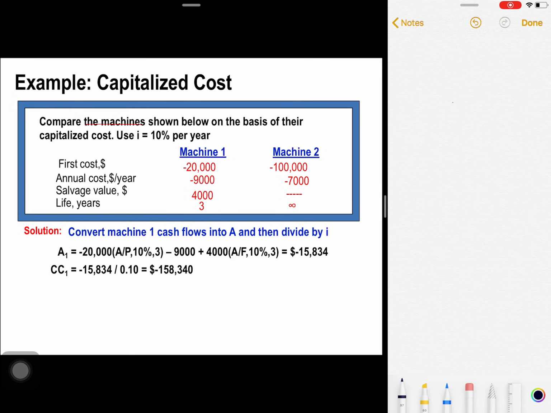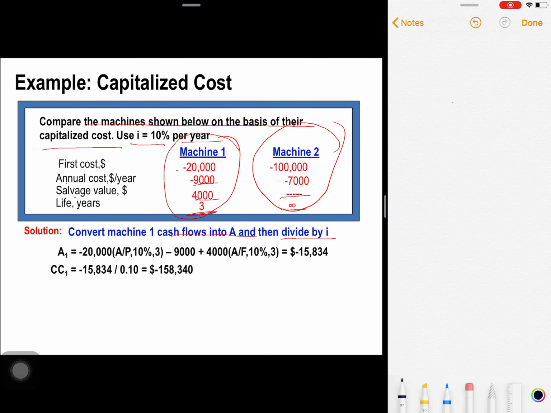Example of capitalized cost for two machines. Okay, compare the machines shown below on the basis of their capitalized cost. Use i 10% per year. Okay, we have machine 1 and 2. The first cost is negative $20,000 against negative $100,000. The annual cost for machine 1 is negative $9,000, whereas machine 2 is negative $7,000. The salvage value is $4,000, whereas it's not mentioned here. The life is only 3 years, and this is infinity.